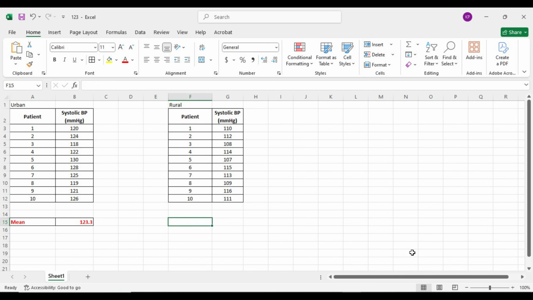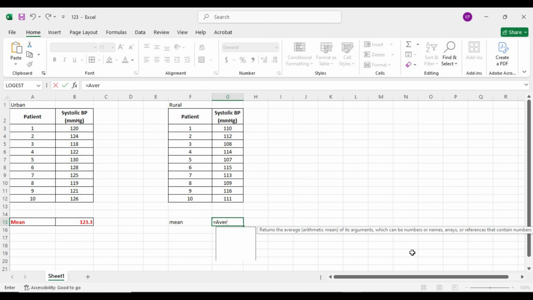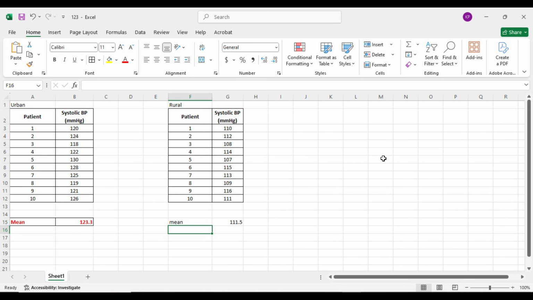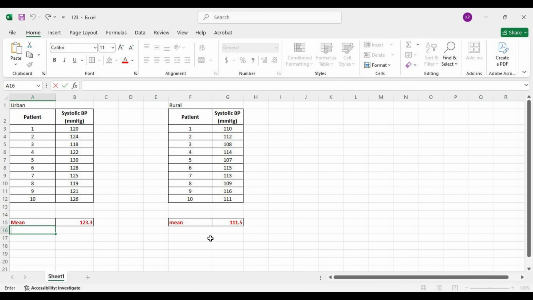Now calculate the mean of the rural group. Is equal to average, double click on it, select range and close bracket, enter. So the mean of the rural group is 111.5.